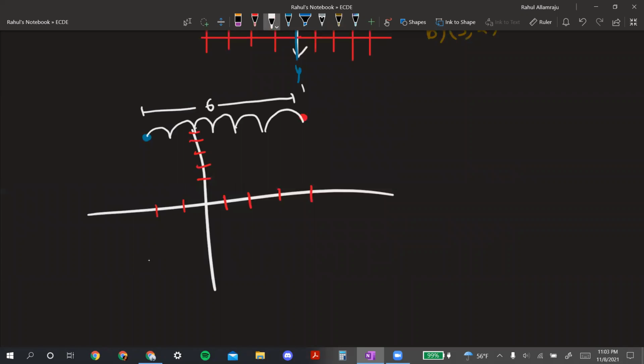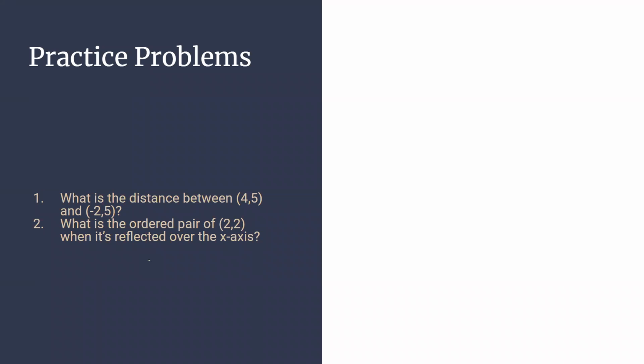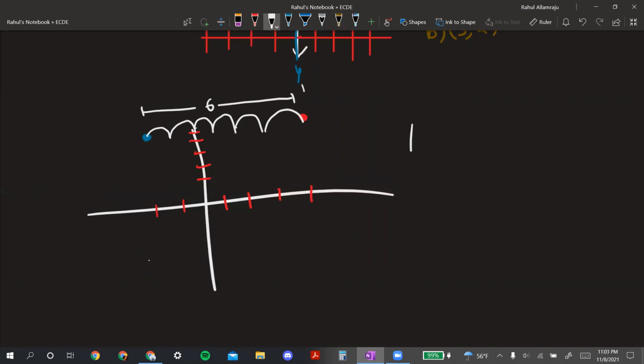We can check our answer with the absolute value method. Since the y coordinates are the same, find the absolute value between the x. So the absolute value of 4 minus -2, which becomes absolute value of 4 plus 2, which is the absolute value of 6, which is 6. So either way, you get the same answer, which is 6 units.